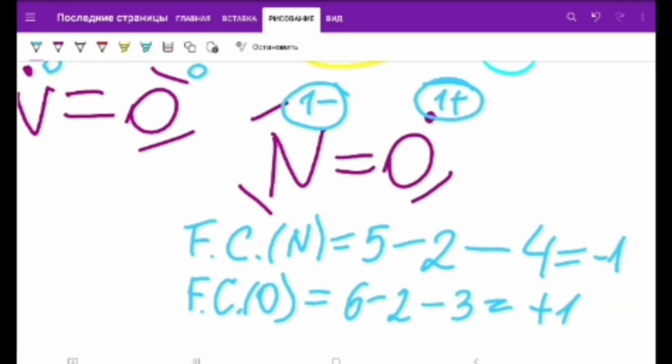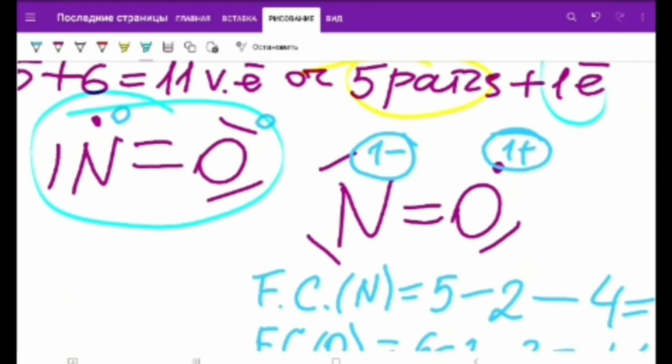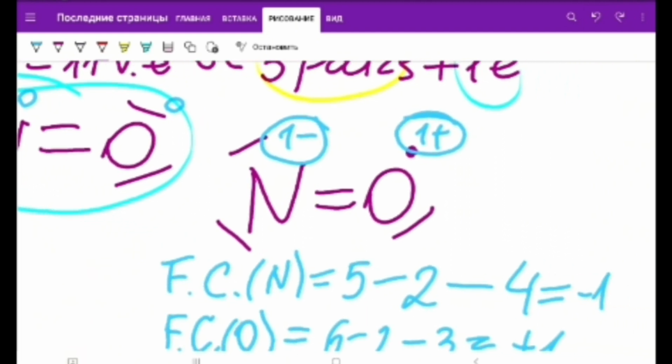First of all, we will compare these two molecules. The first one is more stable, because we should try to get such a molecule where the number of formal charges is the minimum. In the first case, we have no formal charges. In the second case, we have 2 formal charges. Of course, the first molecule is more stable. Moreover, we should pay attention to one more thing.